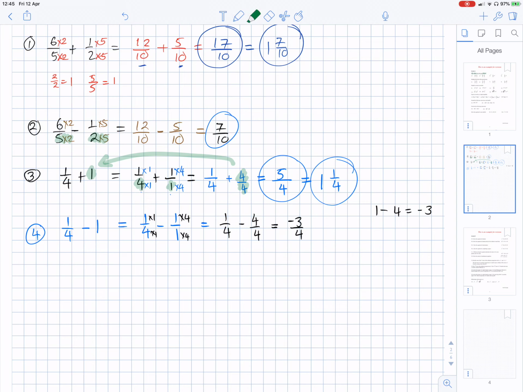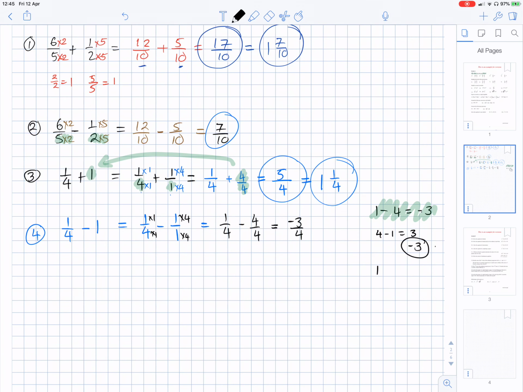If you're not sure why this is a negative answer, because you're subtracting a bigger number from a smaller number, the answer is a negative. You could simply say 4 minus 1, get 3, and then just put a negative on it. Or you could say 1 minus 4 equals a negative 4 minus 1. This still gives you minus 3.